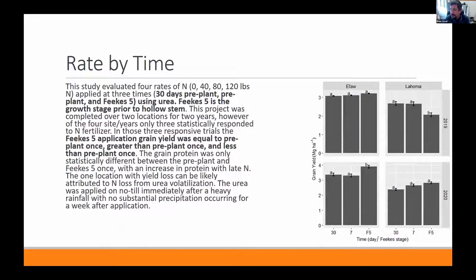Rate by time. Now, this study was put out by Dr. Ron's crew, and they used urea. They had 3 timings: early, pre-plant, and in season, basically before jointing, that stem elongation, when the plant's becoming erect and more upright in growth. Of their 4 site years, pre-plant was better once, and in season was significantly better once. When you look over here, grain yield, same, less, better. And so we only had one significant difference by waiting.